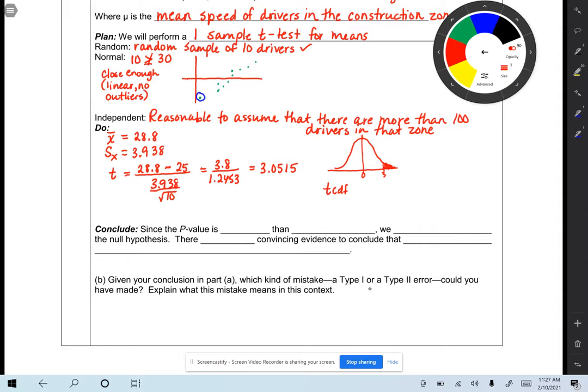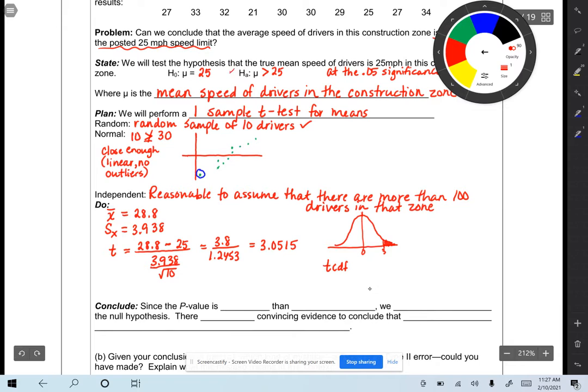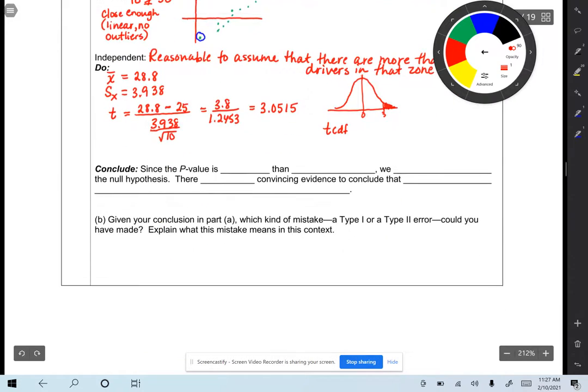Our lower bound is going to be our test statistic because it's greater than. So our lower bound is 3.0515. Upper bound can be like 100. And our degrees of freedom is 10 minus 1. And that will give me a p-value of 0.00687. Now compare that to alpha, our significance level, and that is definitely less than 0.05.